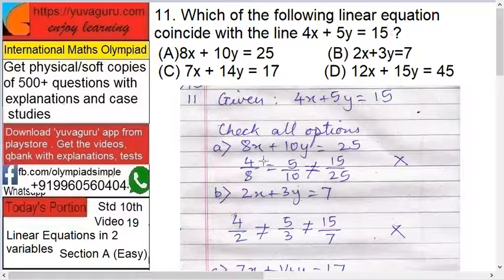So check all the options. First, 8x plus 10y equals 25. So 4 upon 8 equals 5 upon 10 equals 15 upon 25. Is it so? First two are okay. Last one not allowed. So not there.